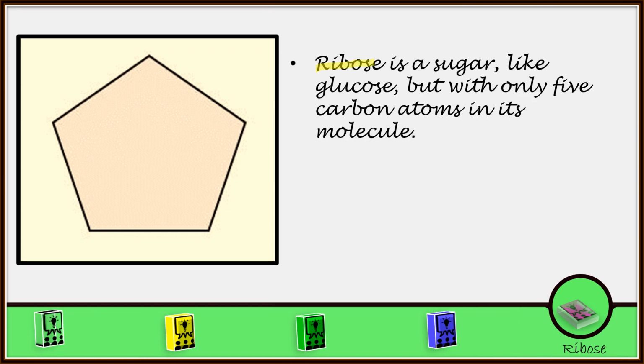Ribose is a sugar like glucose, but with only 5 carbon atoms in the molecule. The glucose has 6 carbon atoms. Glucose is a 6-sided figure, and ribose is a 5-sided sugar because it has only 5 carbon atoms in its molecule.